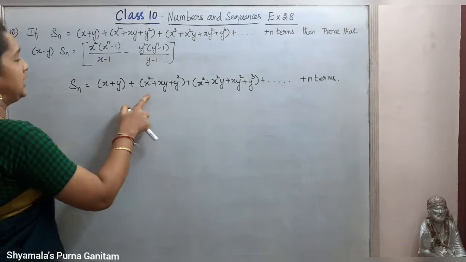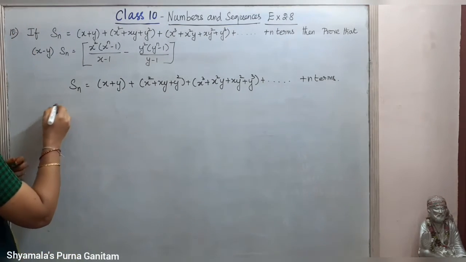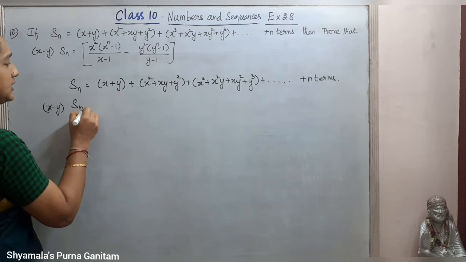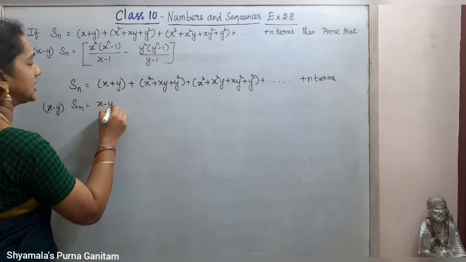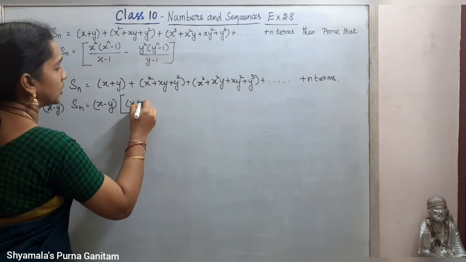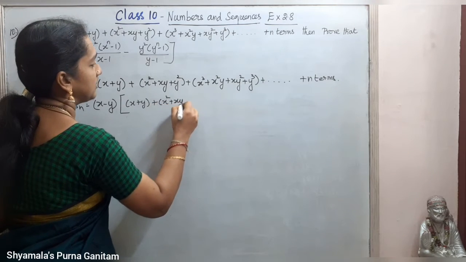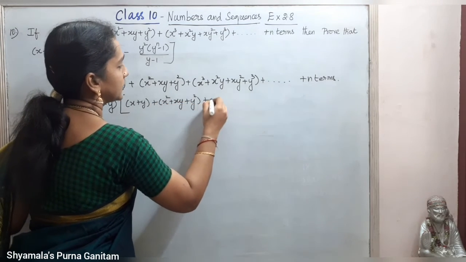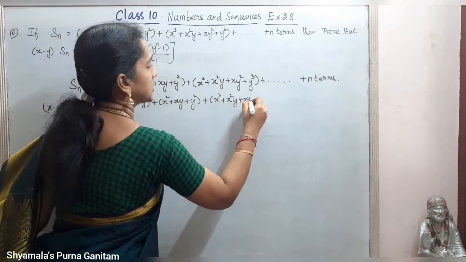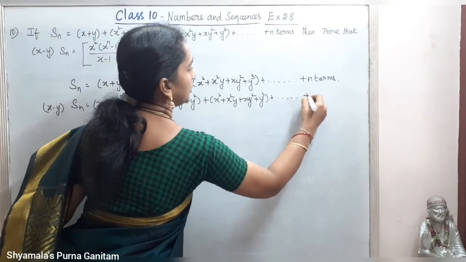In both the LHS and RHS, we will multiply by x minus y. So x minus y into Sn is equal to x minus y into x plus y plus x squared plus xy plus y squared plus x cube plus x squared y plus xy squared plus y cube, up to n terms.